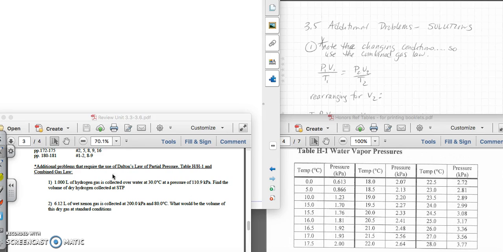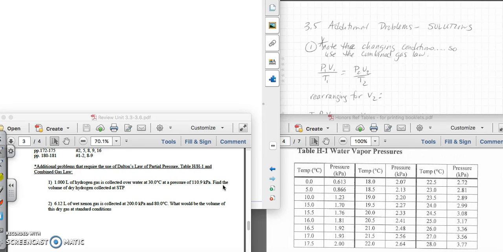So for the first problem, we have 1.000 liters of hydrogen gas. It's collected over water, similar to the first problem I just showed you. The temperature is 30.0 degrees C at a pressure of 110.9 kilopascals. So that's the initial set of conditions for the gas, but it's not just the hydrogen gas, it's also hydrogen gas mixed with water vapor, and we know that because it's collected over water.